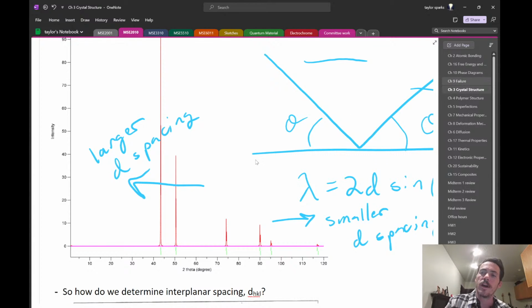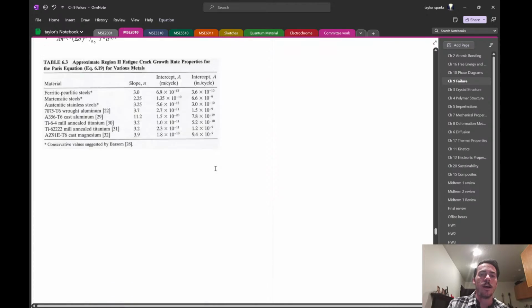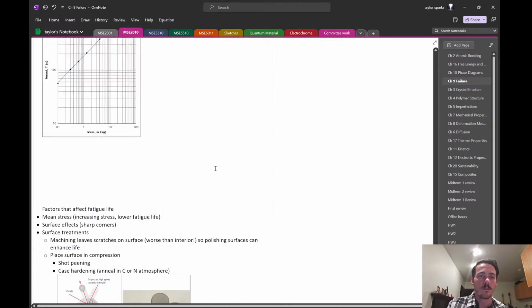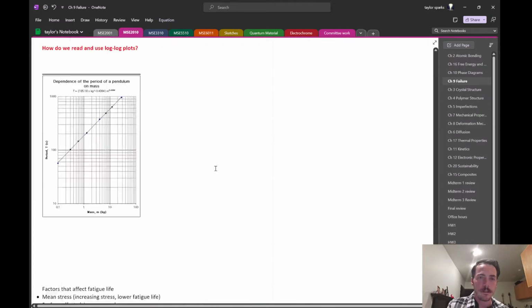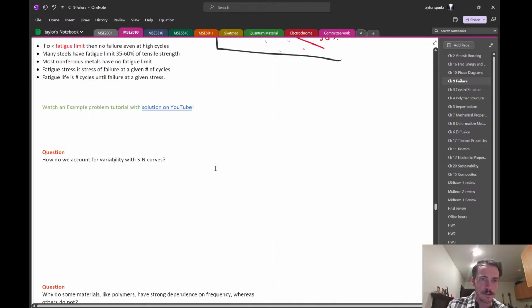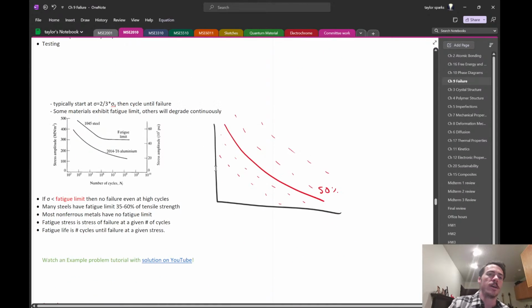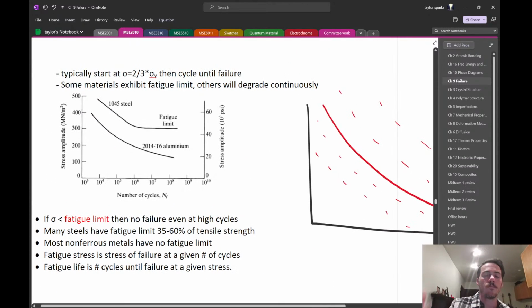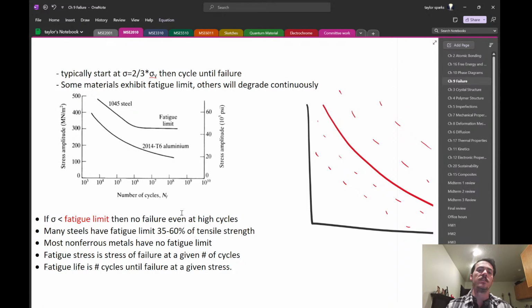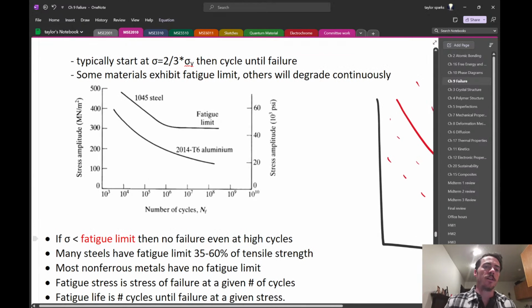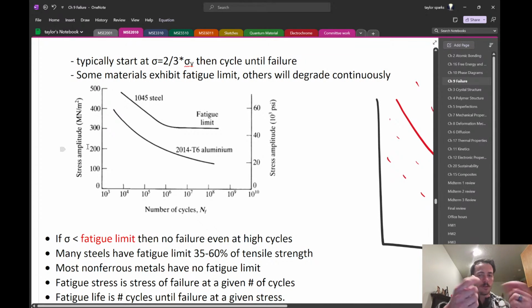So SN curves are this idea that as you load something over and over time, it gets weaker. Where's our SN curves? Right here. It's sometimes called the fatigue limit. Some materials have a fatigue limit, and some materials don't. The example we gave in class is steel and aluminum, shown here. If you look at your stress amplitude, you're doing some sort of oscillating stress condition.